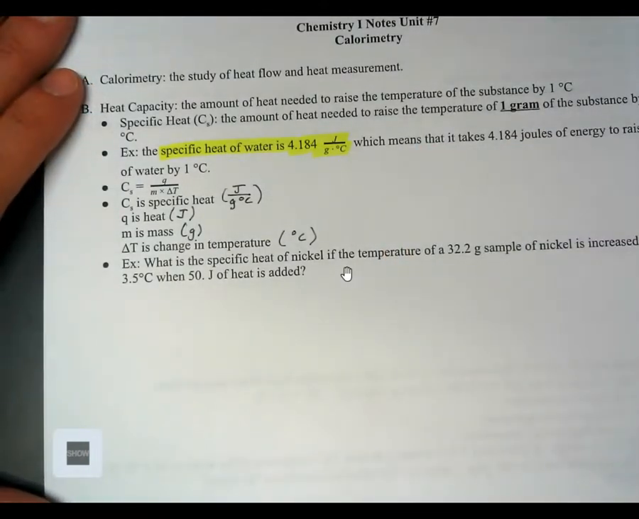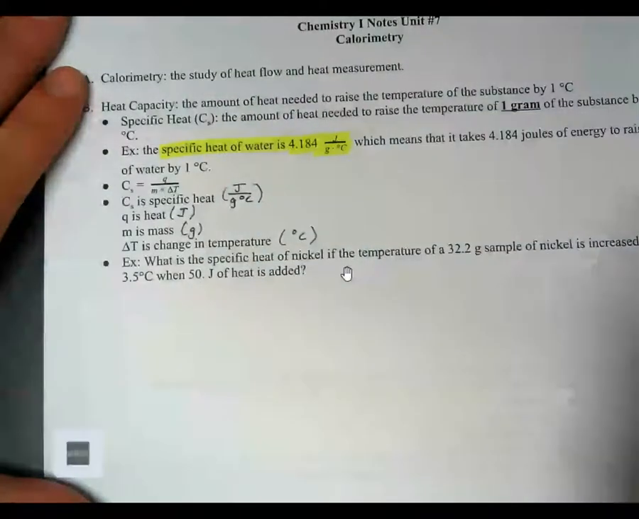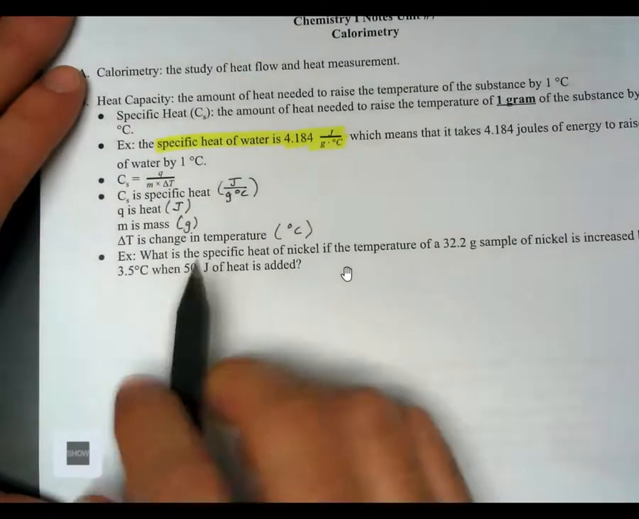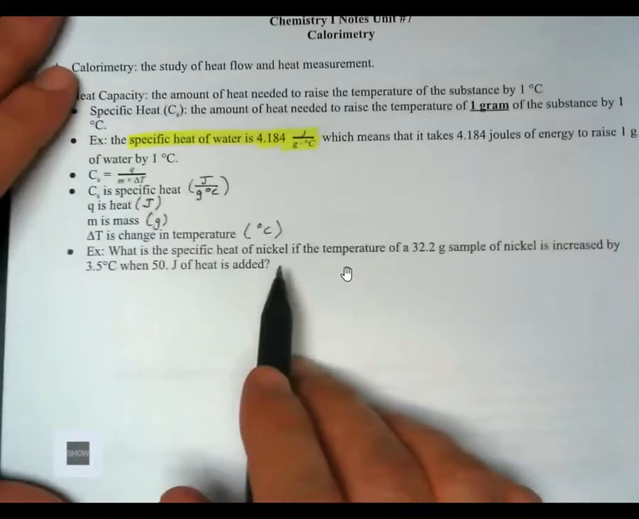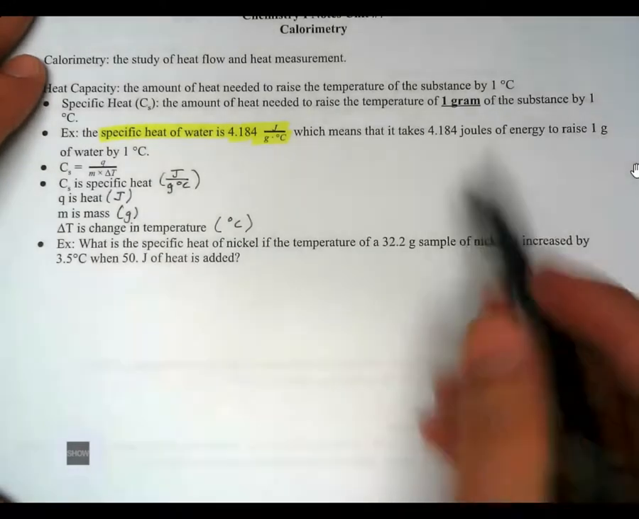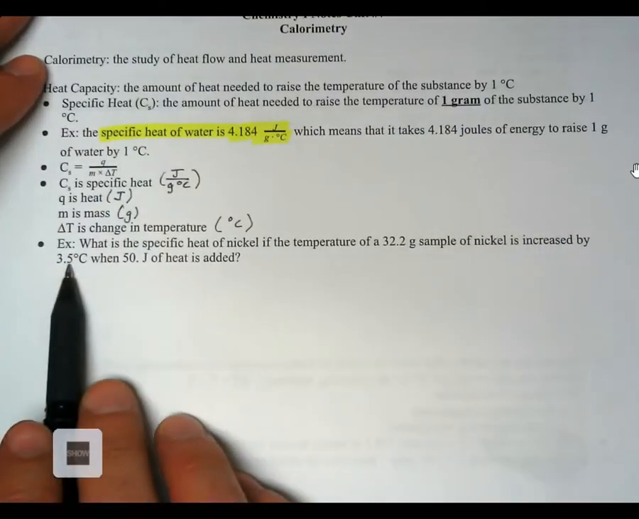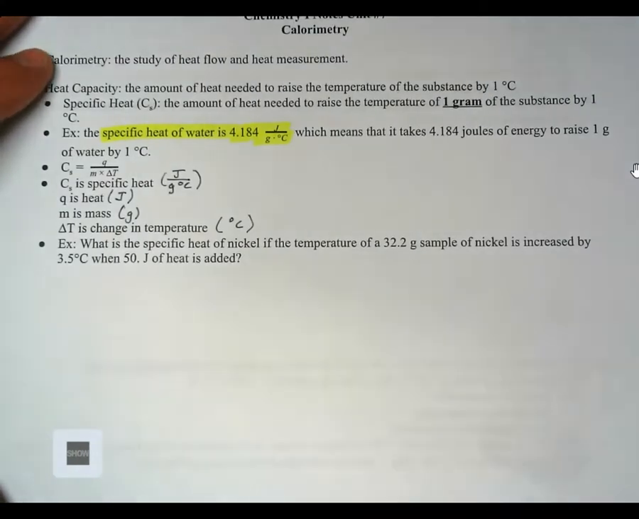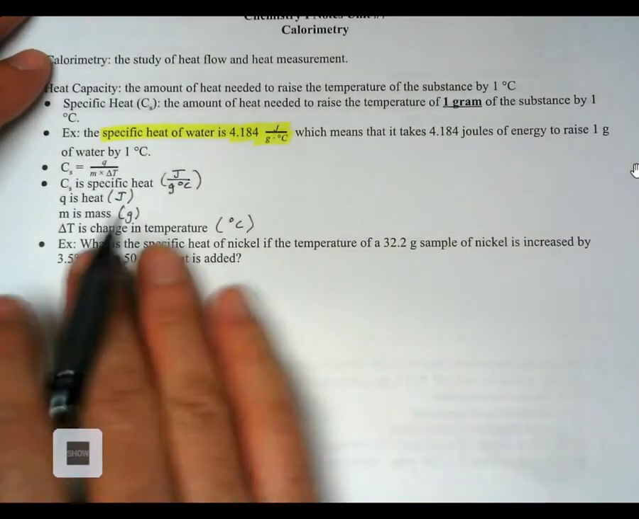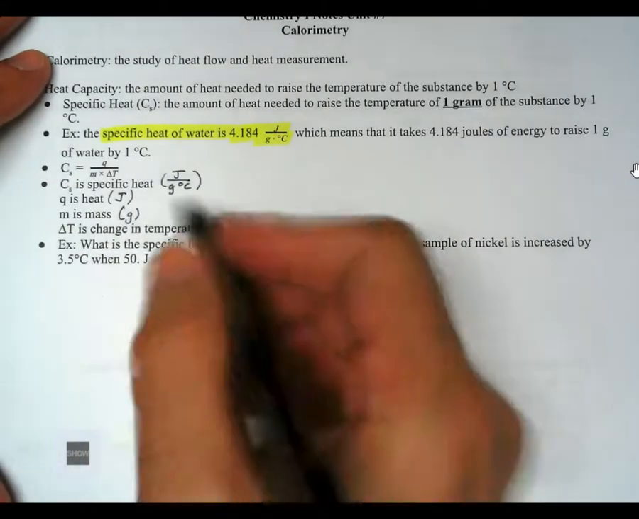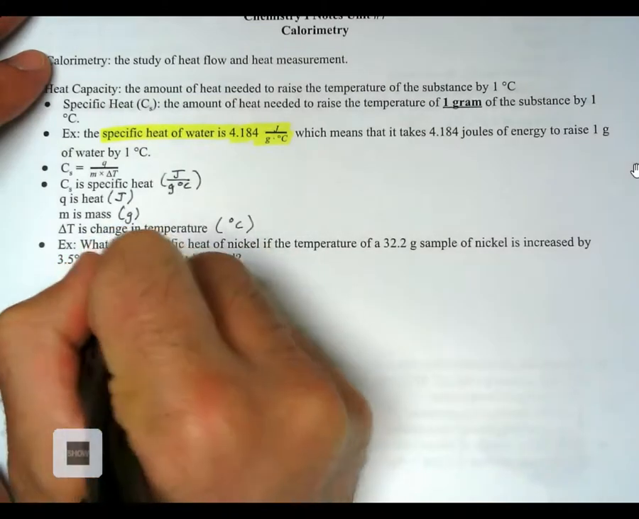All right. So the best way is really just to do problems. So let's do this first one here. What is the specific heat of nickel if the temperature of a 32.2 gram sample of nickel is increased by 3.5 degrees Celsius when 50 joules of heat is added? Just to organize so we know what we have, I'm going to write some variables over here. What is the specific heat? So we're looking for the C sub S.